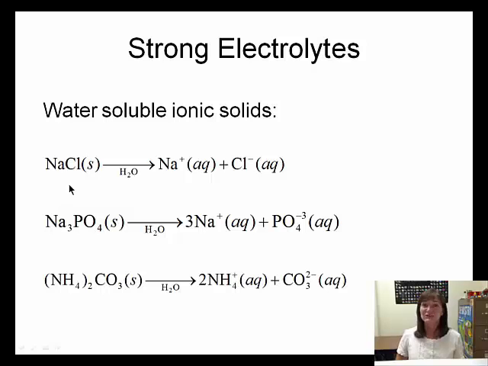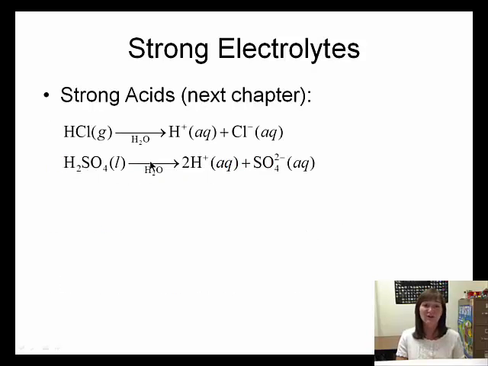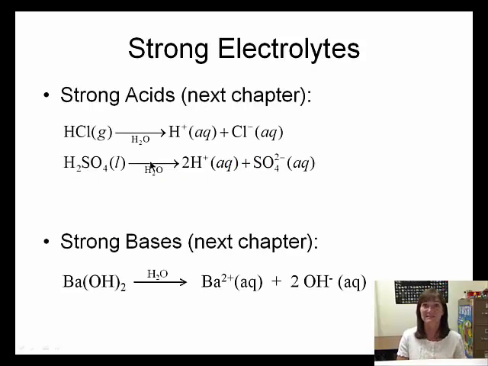And if it's a strong electrolyte, it is going to break up 100% into the ions. Notice that I have an arrow pointing completely to the right. That is one of the indications that it is a strong electrolyte. 100% of it went to the right and broke up into ions. So your water-soluble ionic solids are strong electrolytes. Your strong acids and your strong bases are also strong electrolytes.